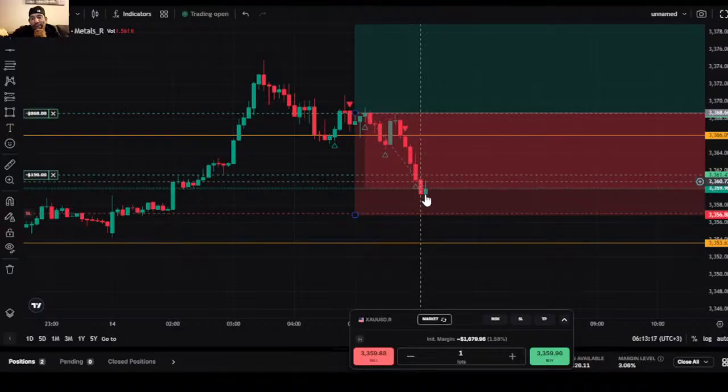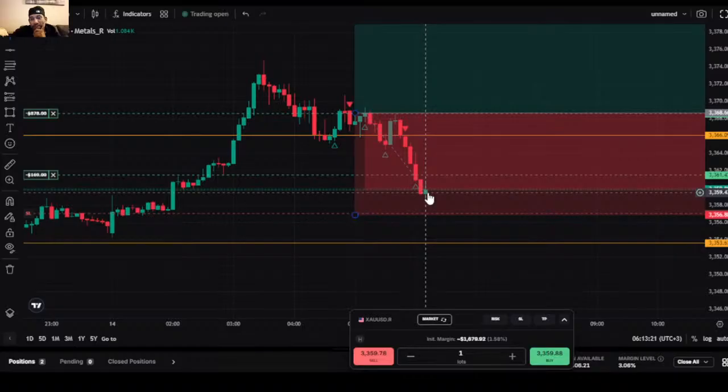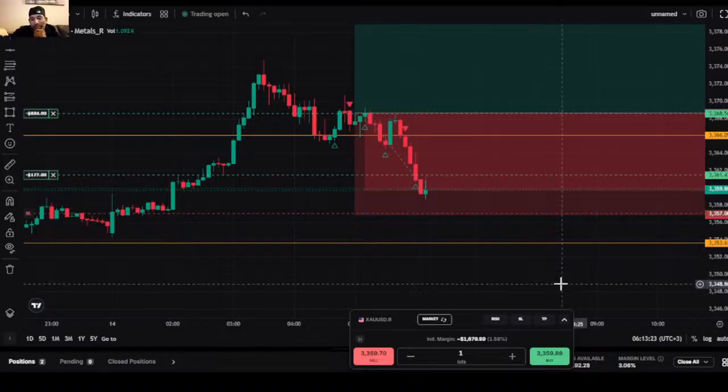No top wick on the previous 5. Current 5-minute bullish here for now.